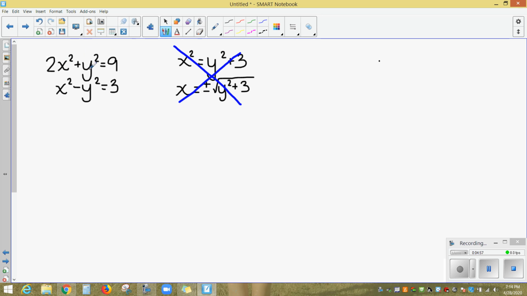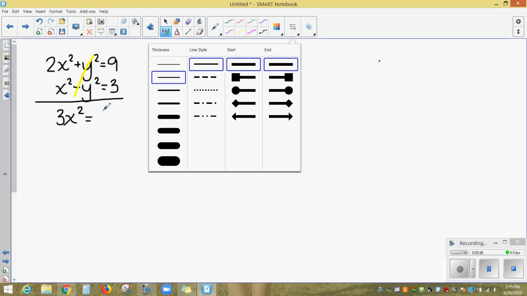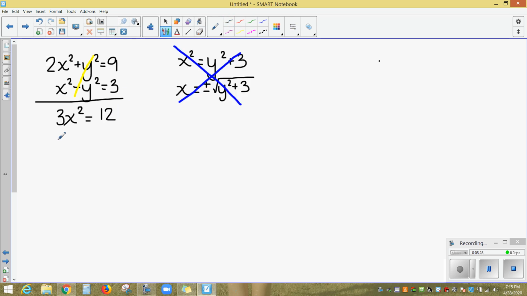So when I have some nice, I'm going to say symmetric, not that the graphs are symmetric, but the equations are very nice and all the pieces match up nicely, we can use elimination from here. In fact, in this example, my coefficients of my y squared are already set up as opposites. So that means I really can go straight to the adding part. If we add these two equations together, the y squareds are gone, and we have 3x squared equals 12.